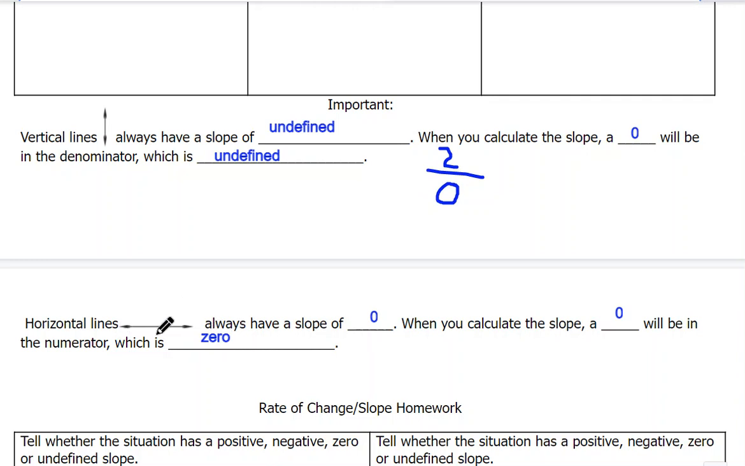Horizontal lines, lines that go left and right, have a slope of 0. When you calculate this, you get a 0 in the numerator. It'll be like 0 over 4, something like that, right? So when you have a 0 in the numerator, that means you have a 0 slope. 0 in the numerator or 0 on top, it's 0. 0 in the denominator or 0 on bottom, undefined. All right, that's super important to remember.